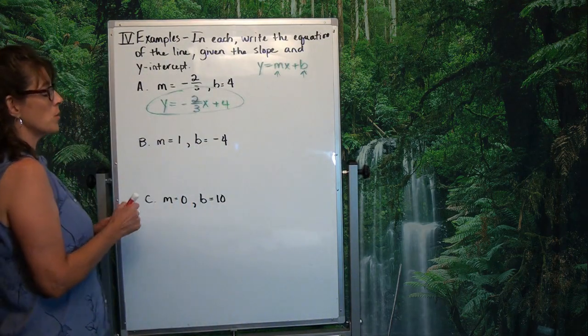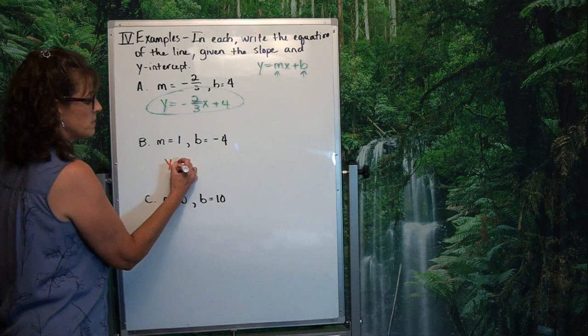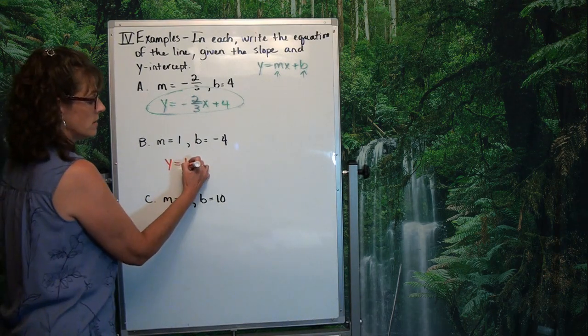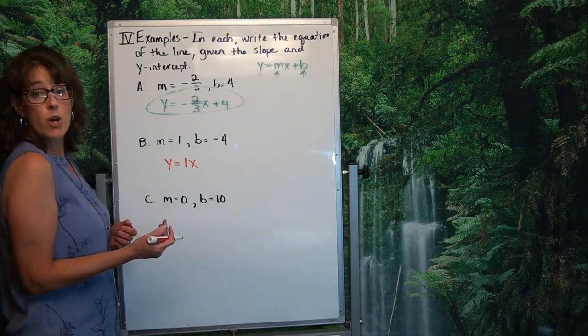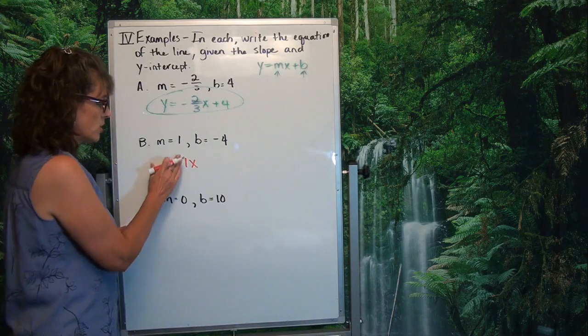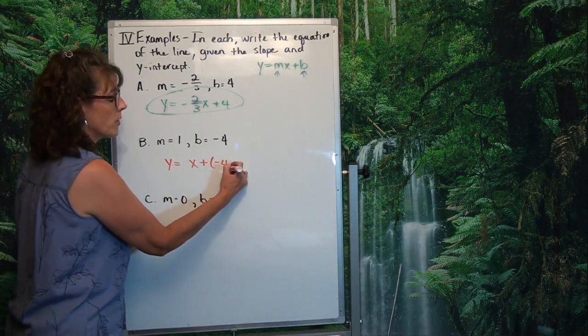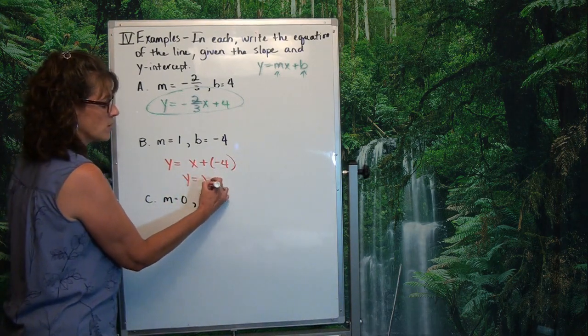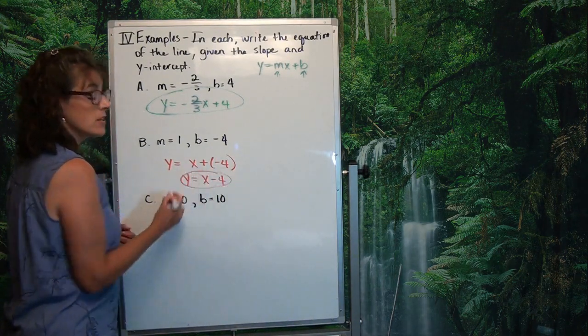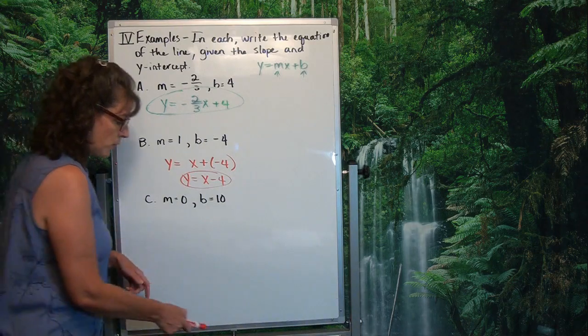So now let's try this one. y equals mx plus b. My m is 1, 1x. And you know that whenever you have a coefficient of 1, you don't need to show that. So I'll just have y equals x. Now plus a negative 4 would be the same thing as y equals x minus 4. Ta-da! There it is in slope-intercept form.